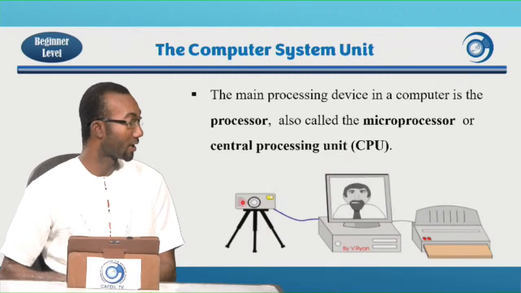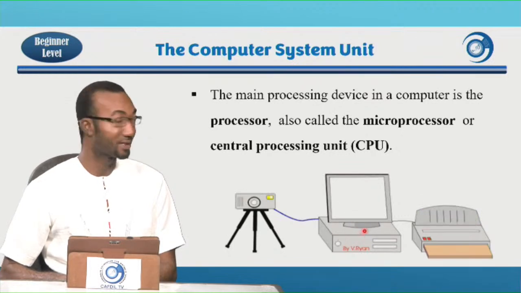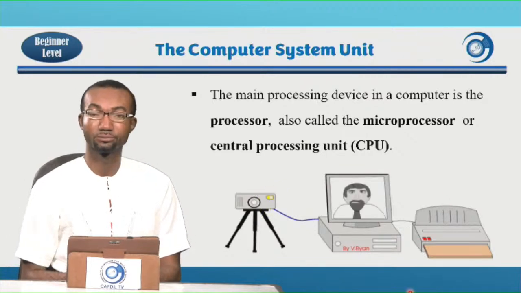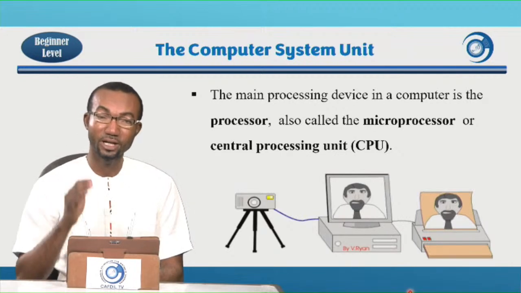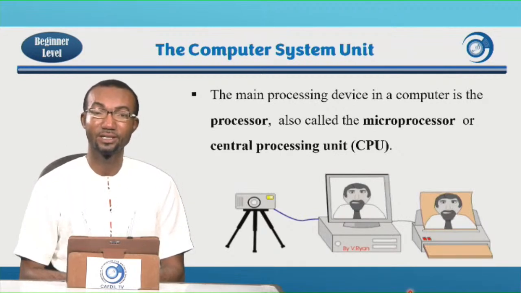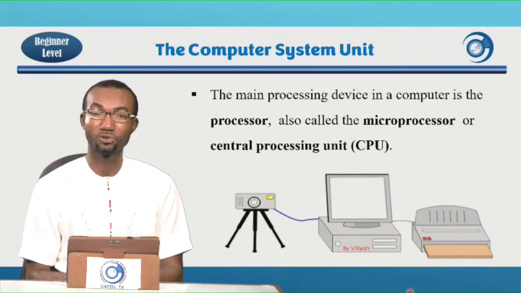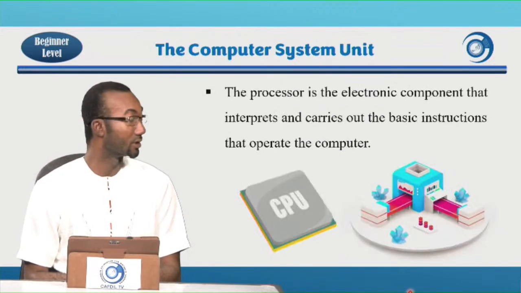So there is a camera, it captures an image. You see the image here. It will be processed into binary digits, and then it will come out as output on a paper. So the main processing device, remember that the main processing device in the computer is the processor, also called the microprocessor or central processing unit.